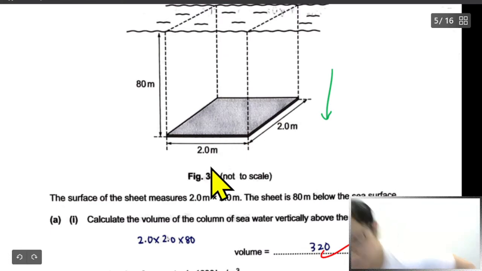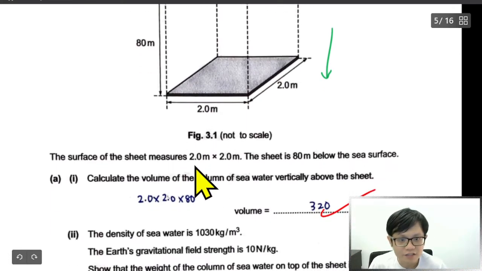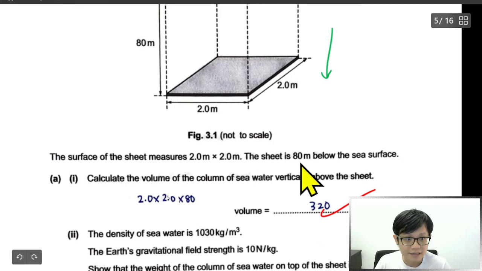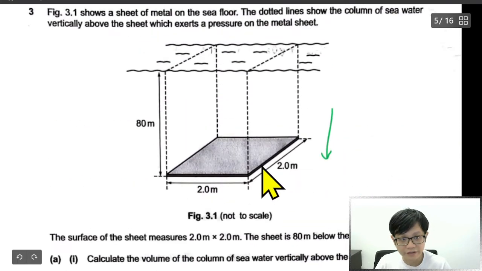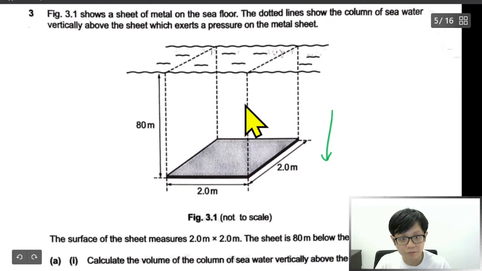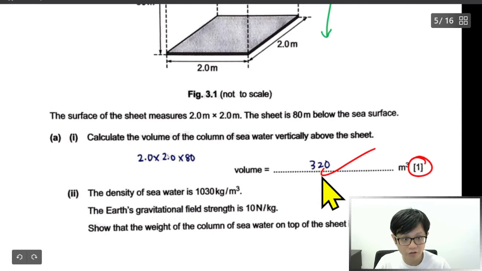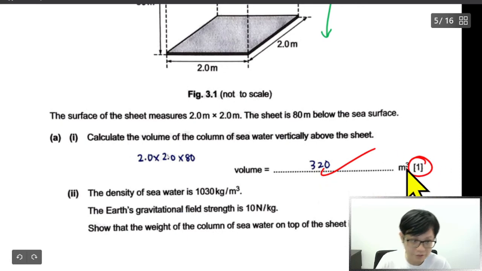Okay, the surface of the sheet measures 2 times 2 meters. The sheet is 80 meters below the surface. Calculate the volume of the seawater. So it's very easy. Calculate the volume of the seawater: 80 times 2 times 2. You get 320. Okay, so you get 1 mark.